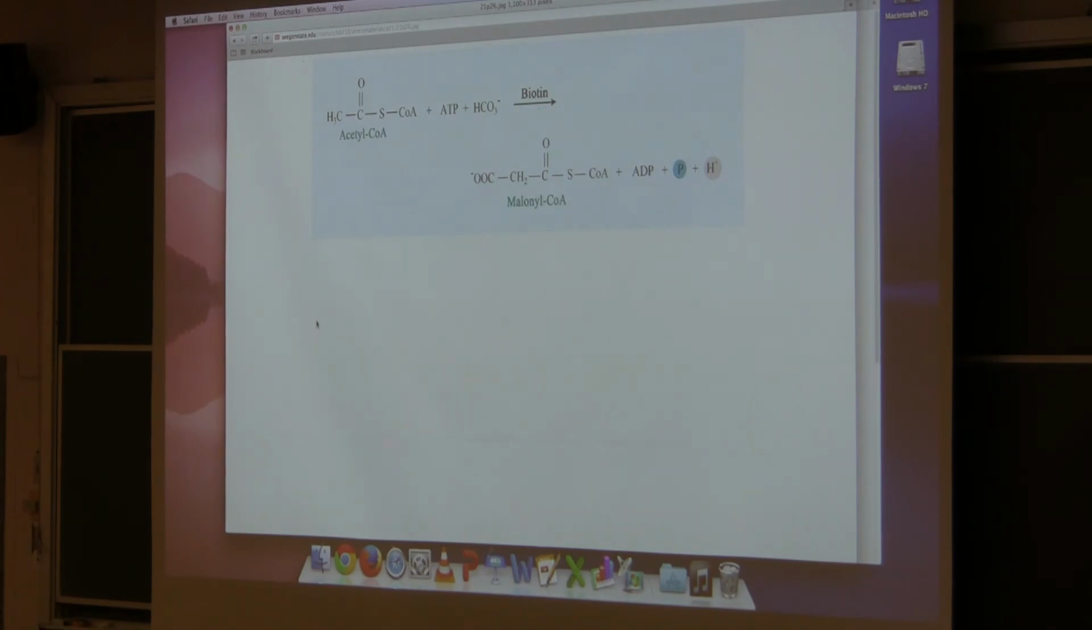What turns this enzyme off? What turns this enzyme off is palmitoyl-CoA. We'll see today that that's the last product of this process that we're starting. So the end product of this pathway inhibits the first enzyme, which means that this is a feedback inhibition. So palmitoyl-CoA, I'll spell it for you. Palmitoyl-CoA is an inhibitor of acetyl-CoA carboxylase.